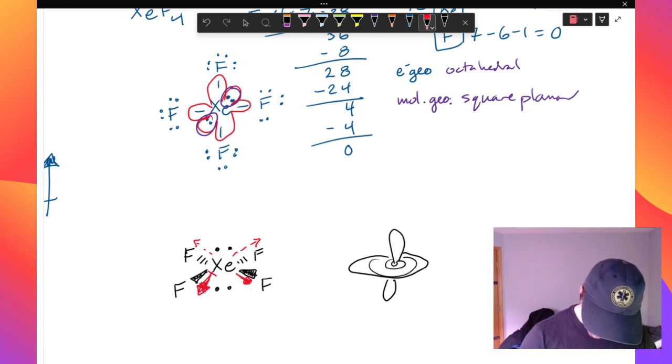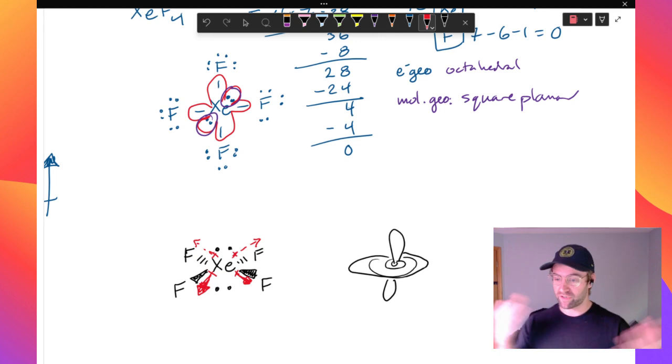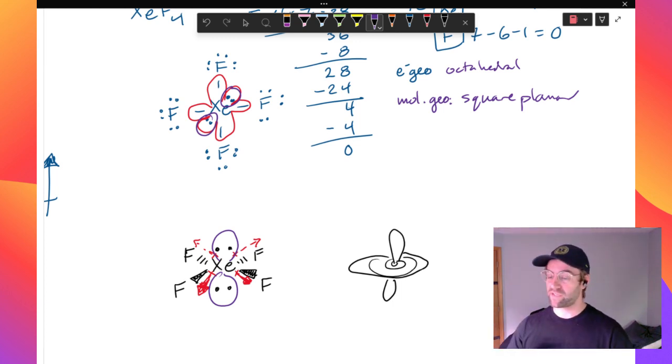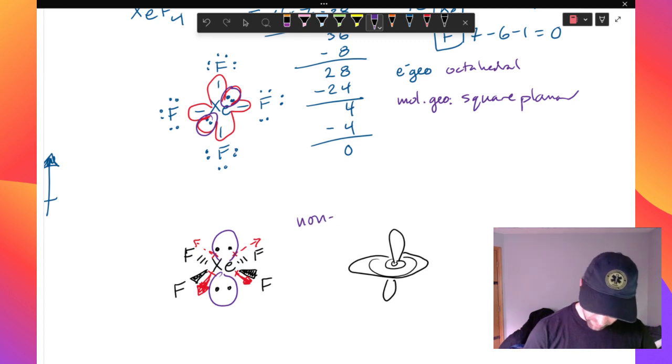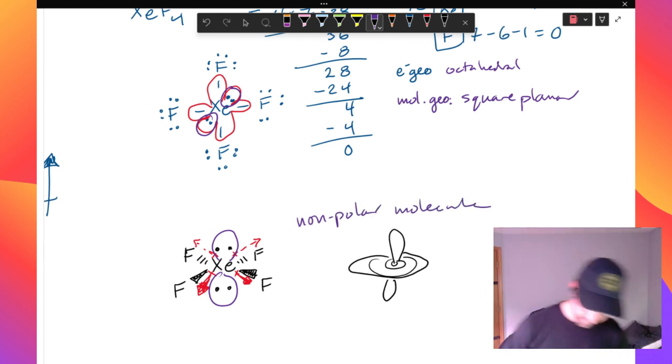There's a general positive towards the xenon and a general negative out towards the fluorines, but they all cancel each other out because they're all at equal angles to each other and on the same plane. Similarly, you have these two regions of electron density, north and south poles of your xenon, that cancel each other out as well. So this would be a nonpolar molecule.